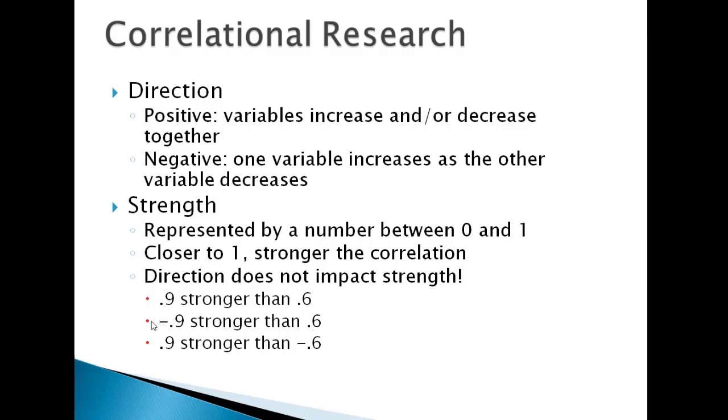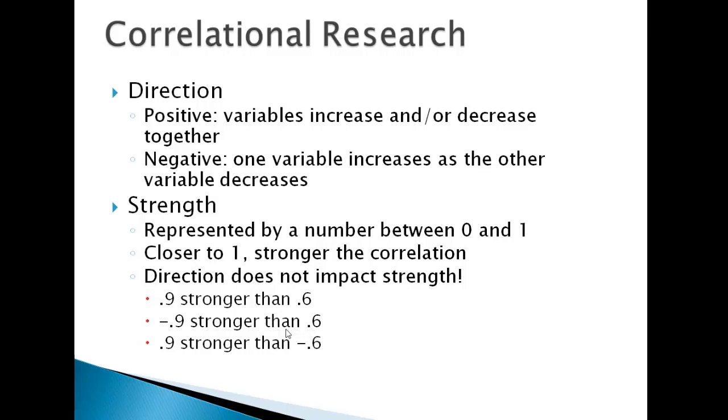One thing to remember is that the direction does not impact the strength. So the direction refers to whether we have positive or negative correlations. That is important information, but it does not impact our strength. So a 0.9 correlation is stronger than 0.6 because a 0.9 correlation is closer to 1. It's a bigger number.